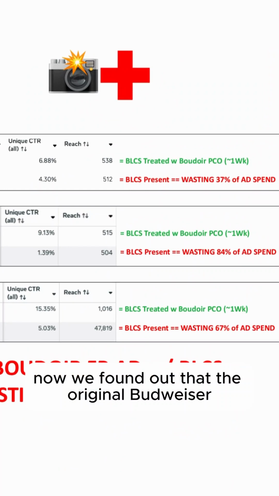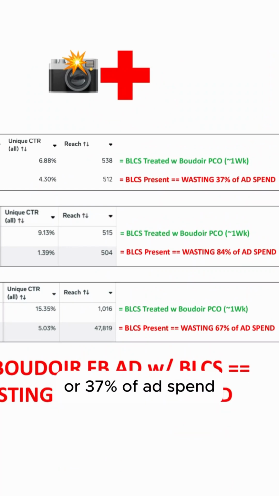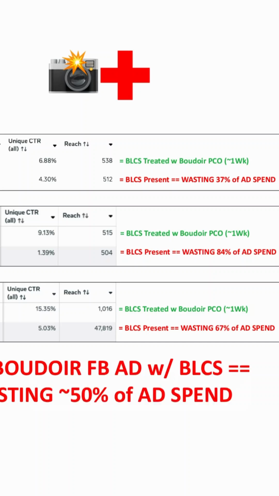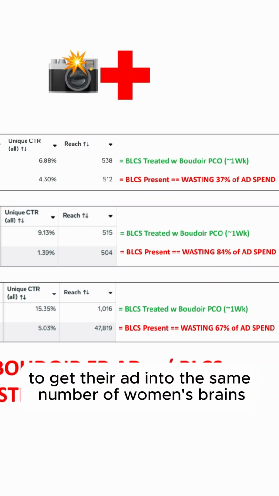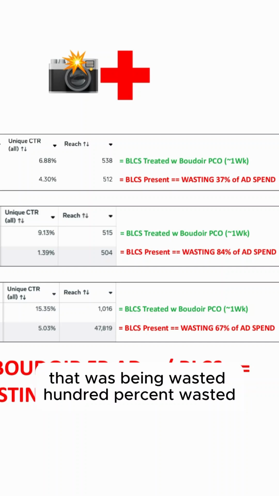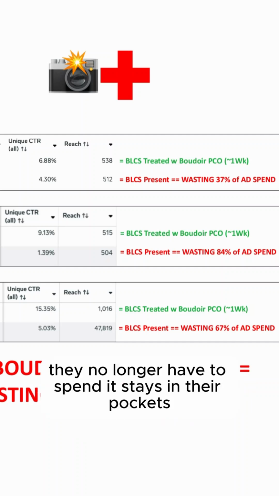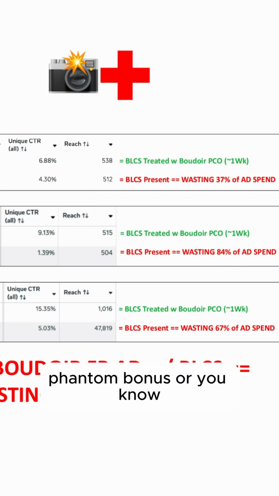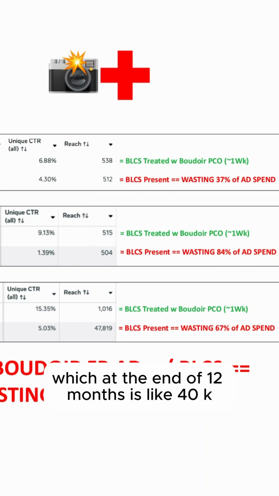Now we found out that the original boudoir Facebook ad was wasting 37% of ad spend. So if they're spending 10 grand a month on the original boudoir Facebook ad, now they only need to spend 6,300 bucks a month on the Boudoir Pico treated ad to get their ad into the same number of women's brains. So that 3,700 bucks a month that was being wasted, 100% wasted, they no longer have to spend, it stays in their pocket. It's kind of like a 3,700 buck a month phantom bonus, and they don't have to do anything. Which at the end of 12 months is like 40K.